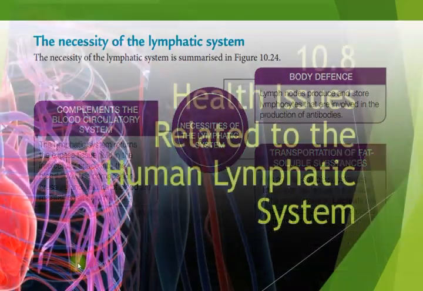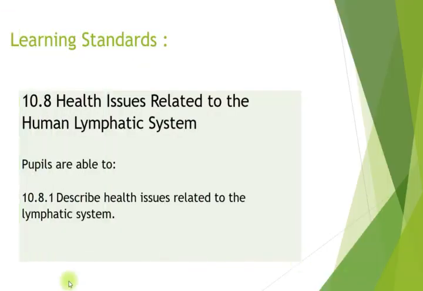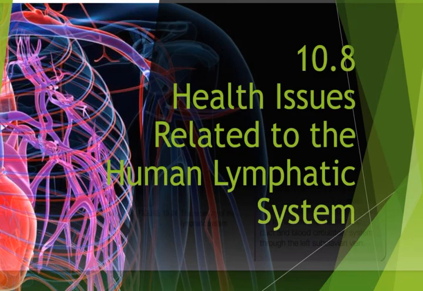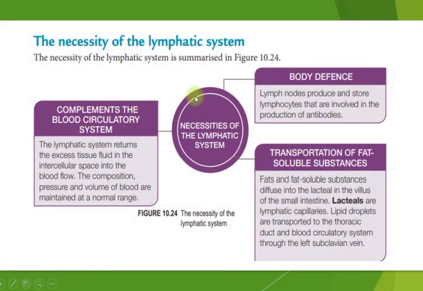Alright, so I think that's all for 10.7. It's already long now, a very long duration for this video. I am sorry for that. I hope you can understand the concept of the lymphatic system. The lymphatic system is very important because it complements the blood circulatory system, and also its importance in the body defense and in transporting fat soluble substances.